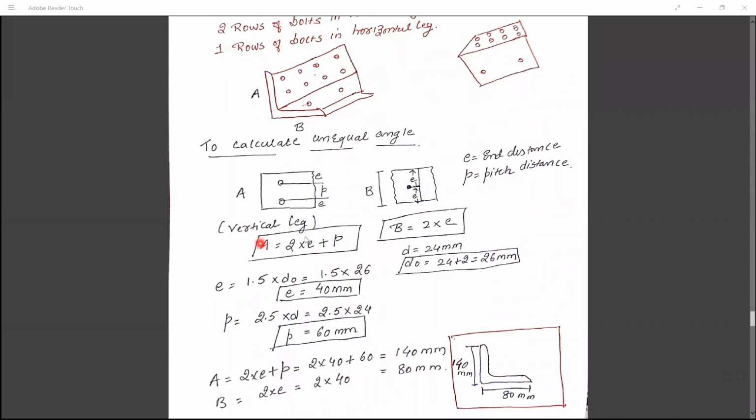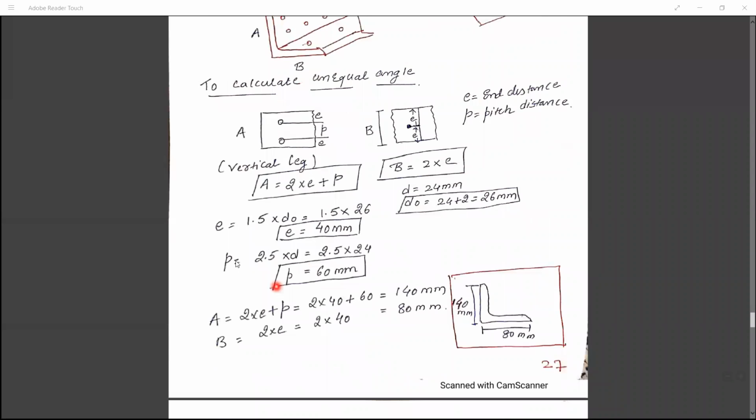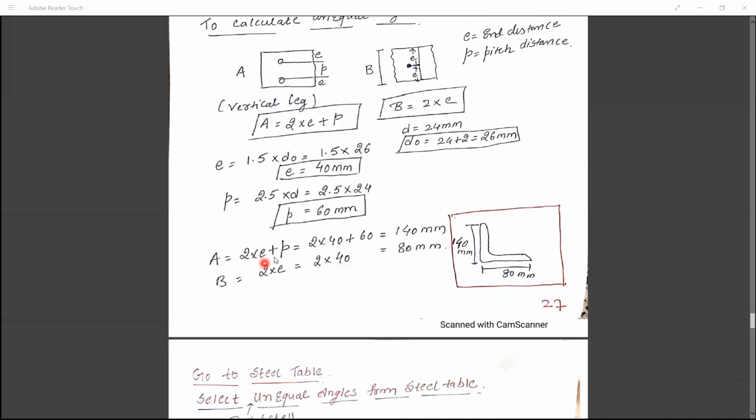So for the vertical leg, the formula is A is equal to 2 into E plus P, and E is how much? 1.5 into d naught. d naught is 24 plus 2 clearance, that is 26, so E is 40 mm. P is 2.5 into d, 2.5 into 24. So P is 60 mm. So A is 2 into E plus P, that is 2 into 40 plus 60, that is nothing but 140 mm.